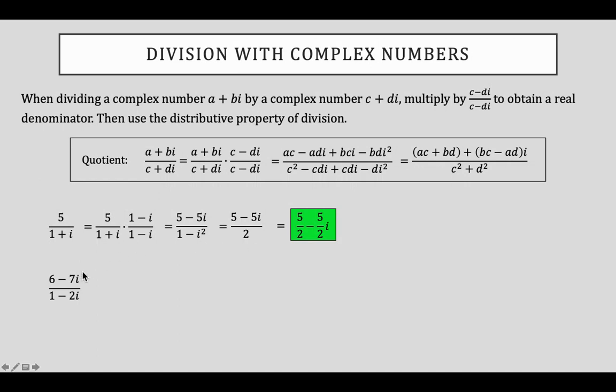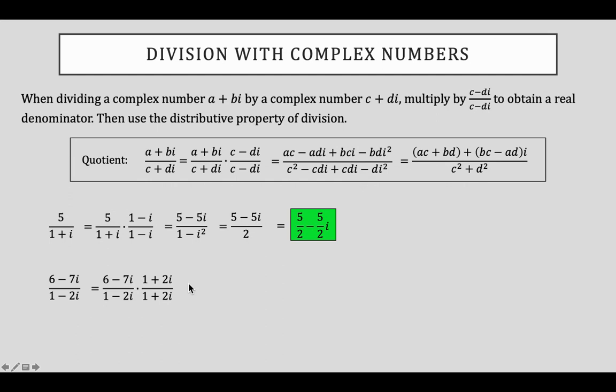6 minus 7i divided by 1 minus 2i. Again, whenever you are dividing by a complex number, multiply by the complex conjugate. In other words, we need to change the sign in between our 1 and our 2i, right? Essentially, our goal is to rationalize our denominator. So I'm going to multiply the top and the bottom by 1 plus 2i. Again, multiply the numerator and the denominator by the complex conjugate of the denominator.